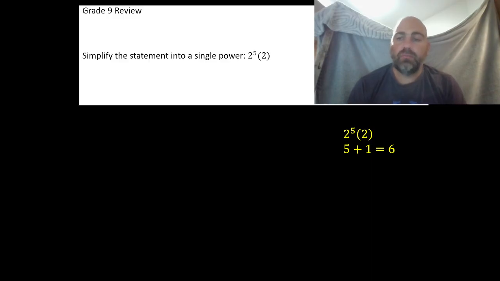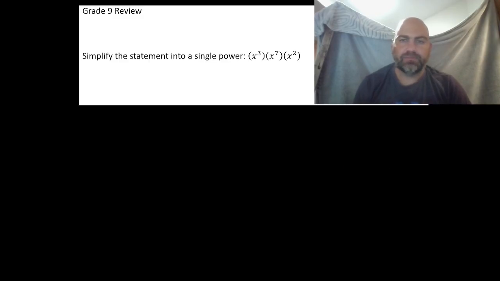When there's no exponent on top of a number, that means that it has an exponent of 1. So you need to make sure that you're including that 1 in there, and we're going to get 2 to the power of 6. So this means that there's 6 2's being multiplied together.